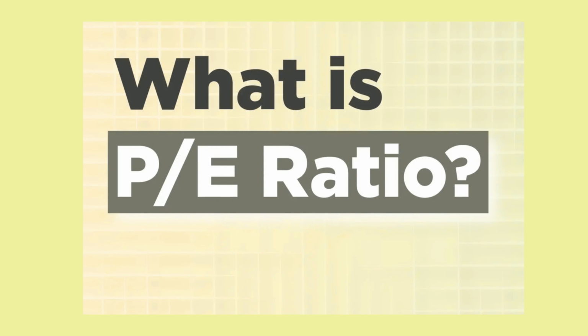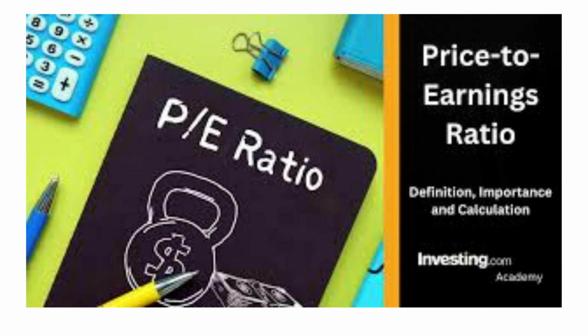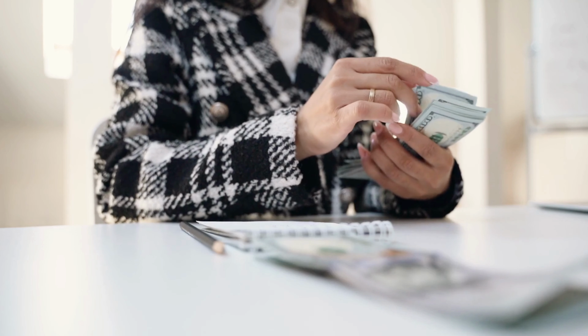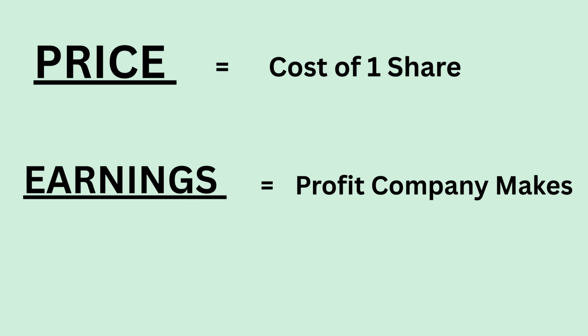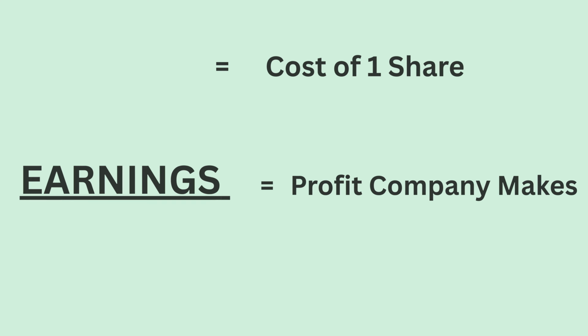What is PE? The PE ratio tells you how expensive a stock is compared to the money the company makes. Price. P equals what one share costs today. Earnings. E equals how much profit the company makes per share.